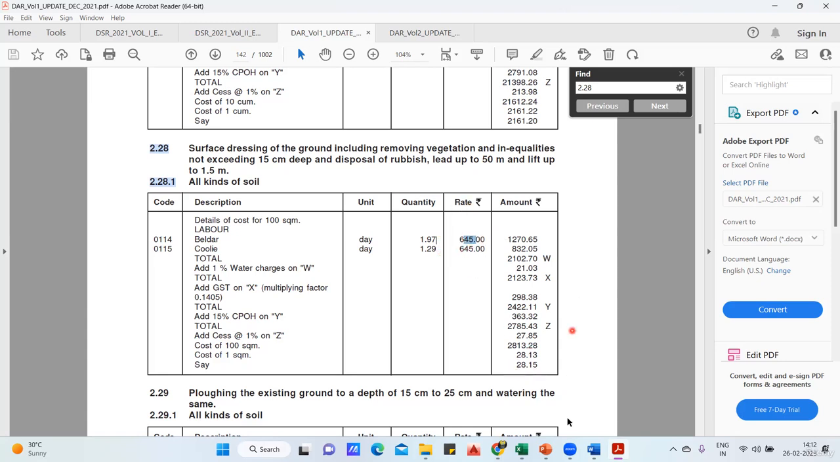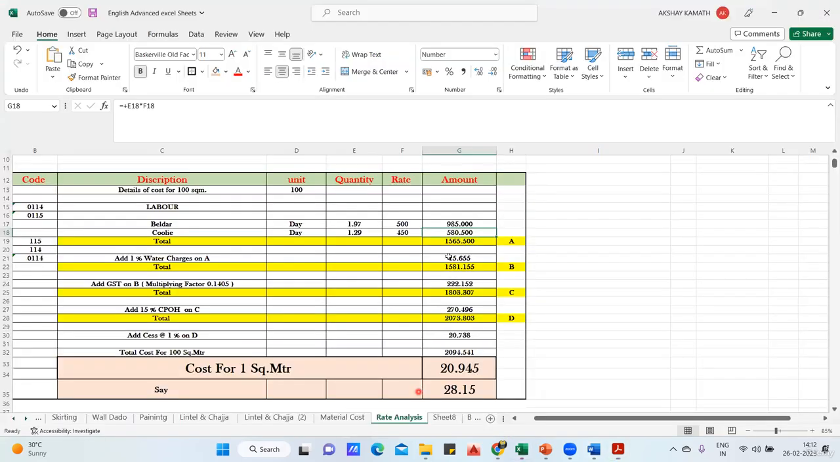So 645 and 645. Simple. Go to the Excel sheet. I'll put 645. But you can put the rate that is going on in your area. Fine. Finish. Now you add total. So total will be 2102. And I'll make this as A.